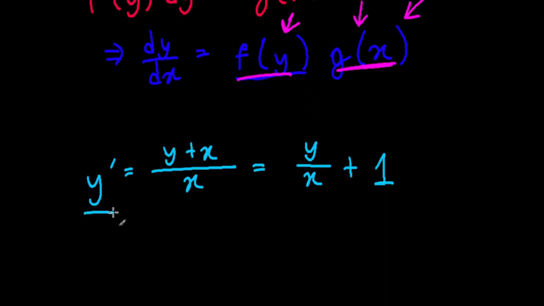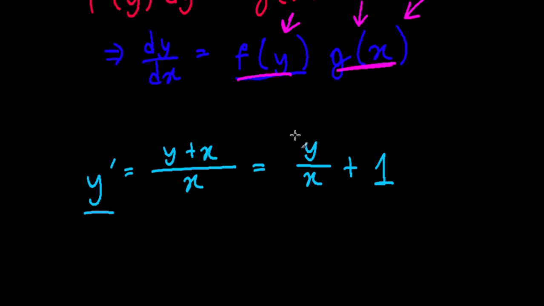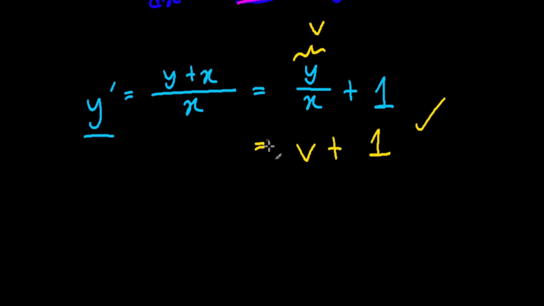Because your derivative of y is solely a function of y by x. Or if you make the substitution v equals y by x, then your derivative of y with respect to x is solely a function of v. It's v plus 1, and that is exactly why this is a first order homogeneous equation. So we can apply this substitution to solve this problem.